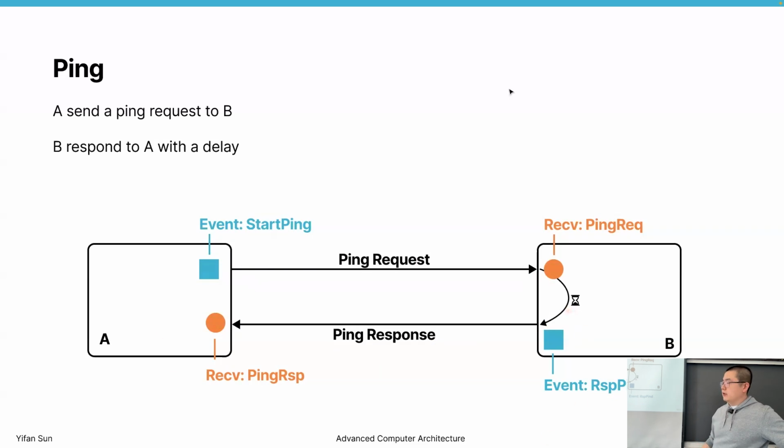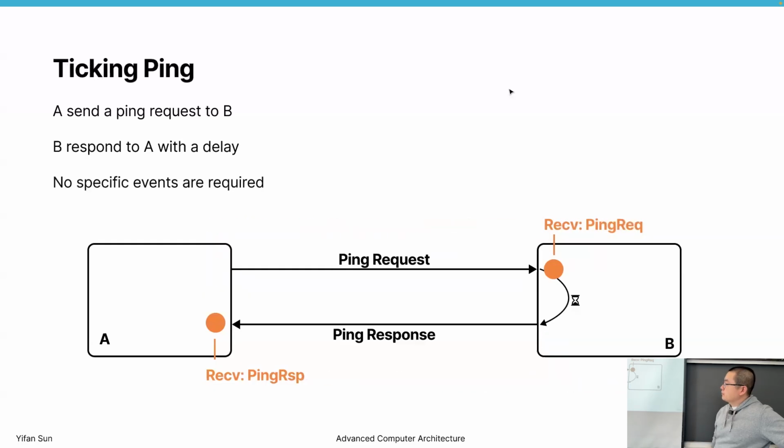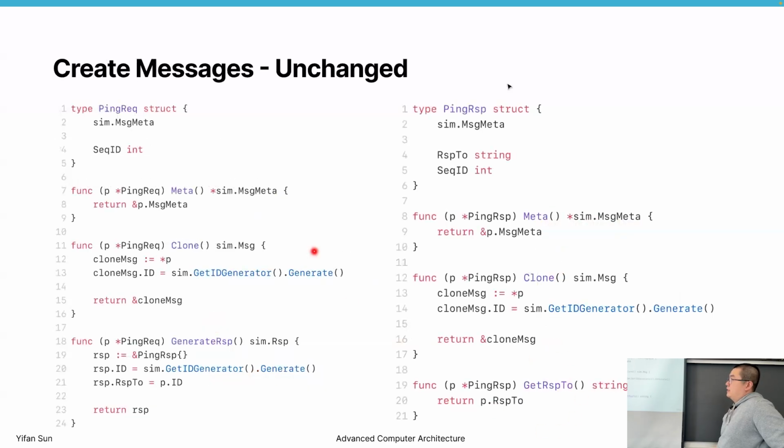A and B. So A and B are the same component, right? But we re-implement this component and see how they are actually implemented here. So since we're converting A and B to ticking components, we don't really need to specify the event. They're all replaced by the ticking request, ticking event. Then we still need the messages. So this is also copy paste from the previous slide. The messages won't change at all. We still need to send the exact same messages.